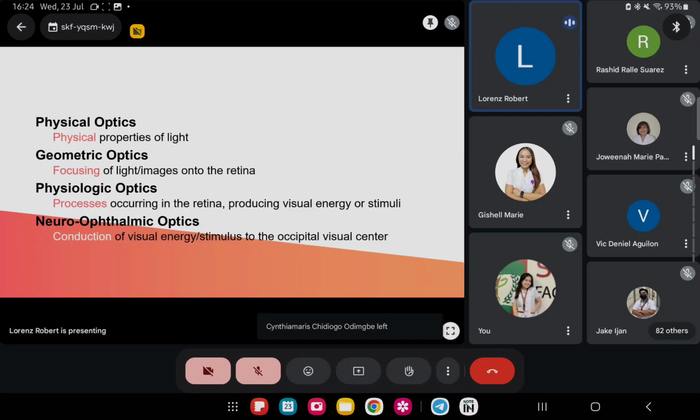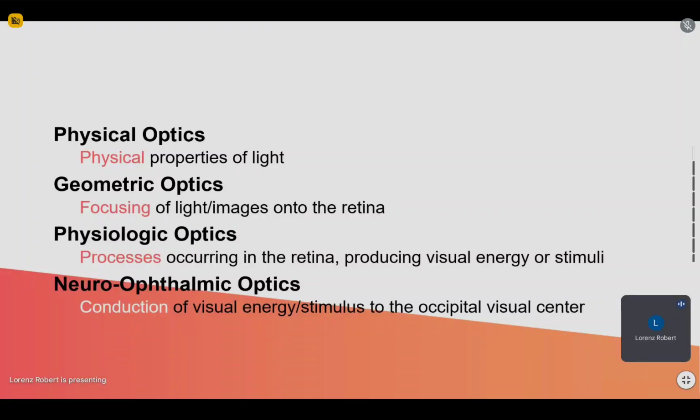There's also physiologic optics, which refers to the process of producing visual energy and stimuli at the retina. When the light reaches the retina, its function is to process the light into electrical energy to form neurotransmitters. And neuro-ophthalmic optics refers to the conduction of visual energy or stimulus to the occipital visual center, meaning from the retina and the optic nerve all the way to the visual center, which is in your occipital lobe. Okay?